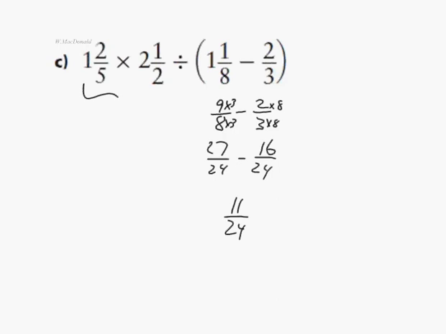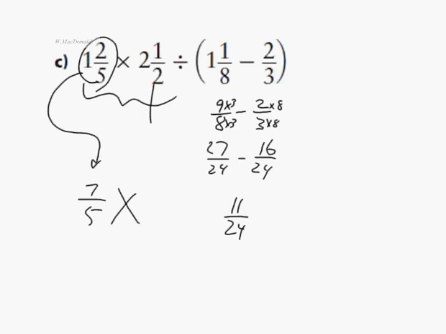And the rest of this just comes down. But while I bring it down, I'm going to simplify these into improper fractions. So 1 2/5 as an improper fraction will be 7/5 multiplied by 5/2 divided by the answer to the brackets, which was 11 24ths. Multiply these two things first. Aha, cross reduction comes in handy here. That's going to be 7 over 2 divided by 11 24ths.